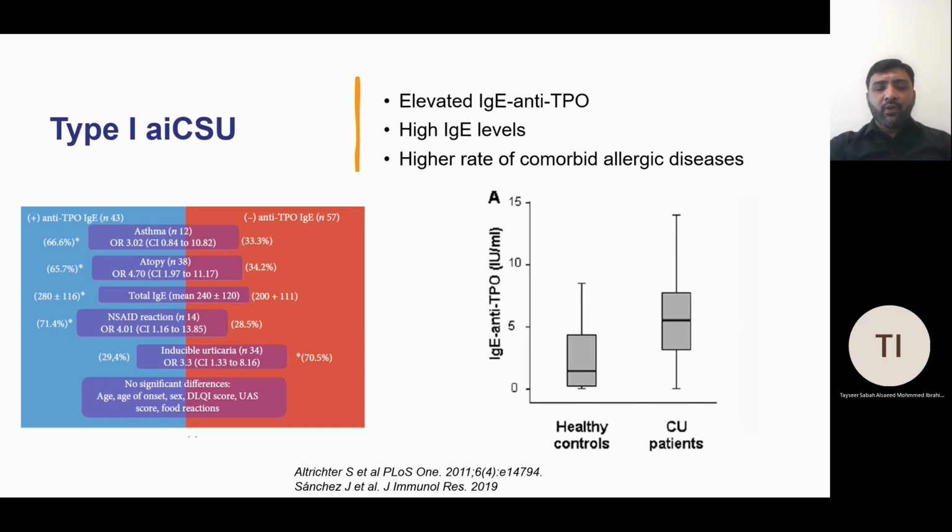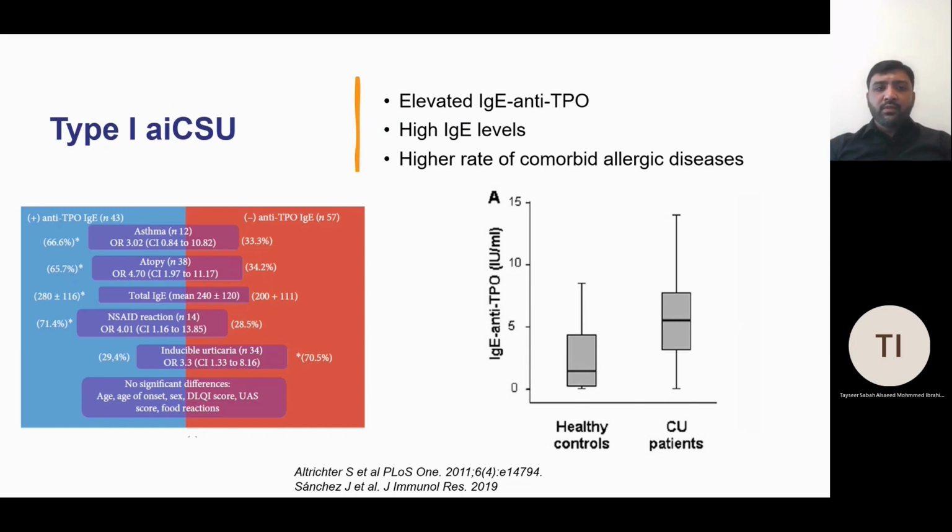Previous studies have found elevated IgE anti-TPO in a lot of patients with chronic urticaria. IgE anti-TPO may not be able to be measured commercially, or there are no standardized options to measure IgE anti-TPO. Elevated IgE anti-TPO has also been found to be largely associated with autoallergic chronic spontaneous urticaria.